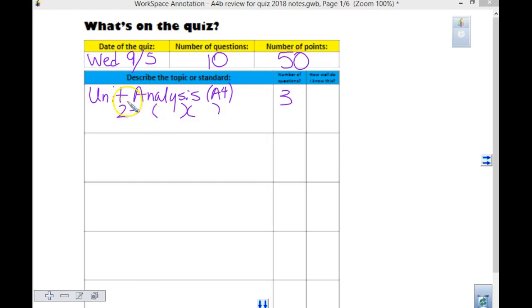On the quiz, 2 of the questions, I'll give you something, and then you're trying to figure out what goes where in that parenthesis. What are you multiplying by?